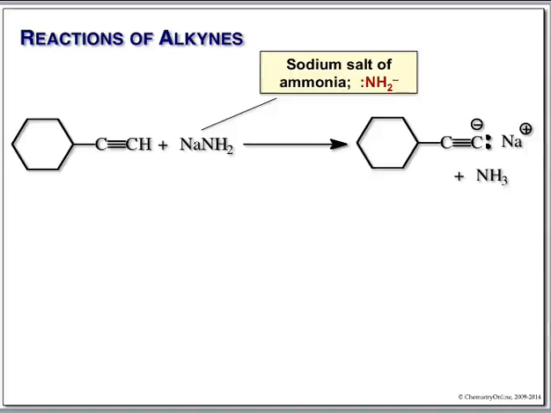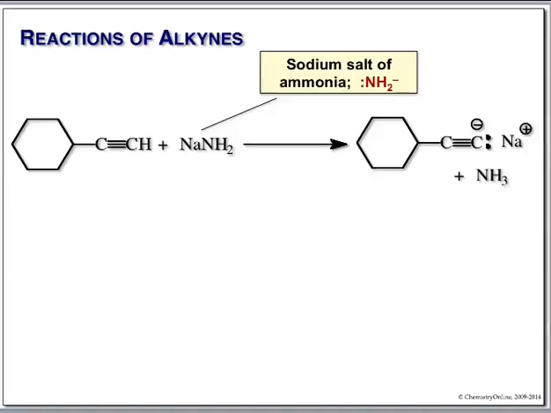Remember, water is about 16, 15.74. So it is less acidic than water, but it is still acidic enough that something like sodium amide can pull off this hydrogen to give us the anion. So step one in this reaction is to make your alkyne anion.